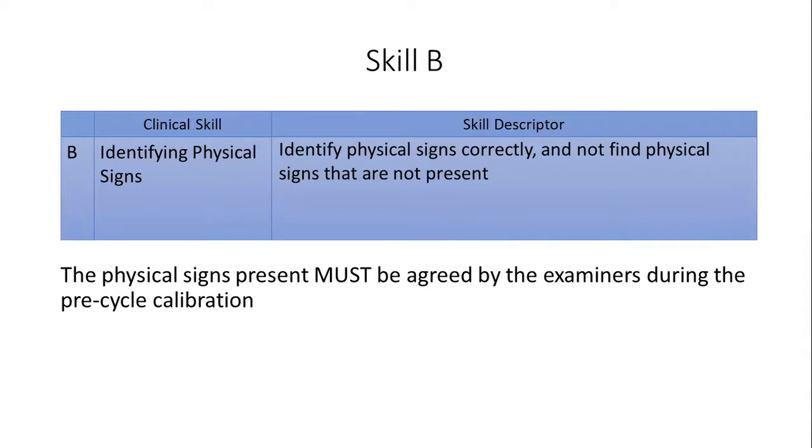Now, what will happen if you have not identified the physical signs is that you will have a wrong diagnosis. Once you have a wrong diagnosis, subsequent skills will be marked either borderline or unsatisfactory. Once you have the wrong diagnosis, you are not going to get a satisfactory mark in any of the skills which are assessed beyond your physical signs.